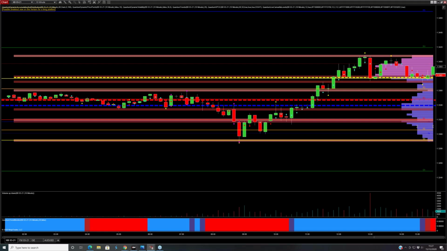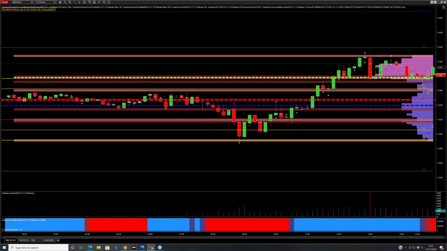And when I see price at the volume point of control, I know immediately that it's going sideways, as we can see here on the 10-minute chart. And basically, I am waiting for a break either to the upside or down to the downside.